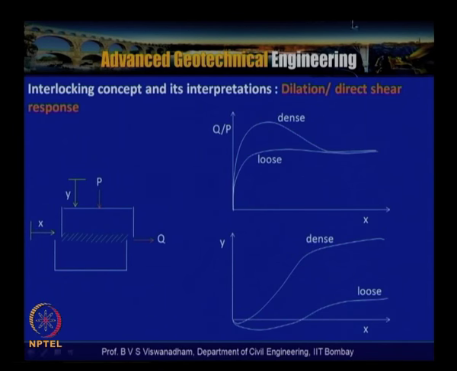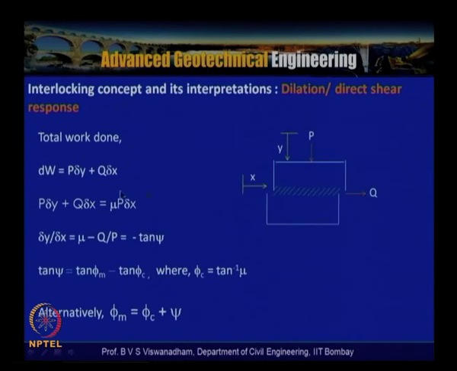So here is a typical variation for dense sand, where q by p is plotted versus x, the deflection. So q is the shear force and p is the normal force, and this is for dense sand and this is for the loose sand. Loose sand has undergone compression, and then the dense sand. Here it can be seen that the shear undergoes a movement. With this we can calculate the friction angle with reference to the application of the so called dilation.